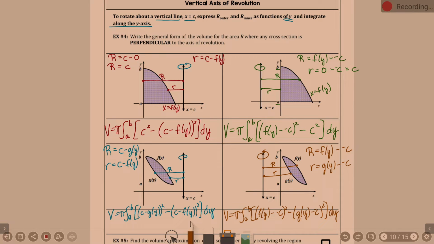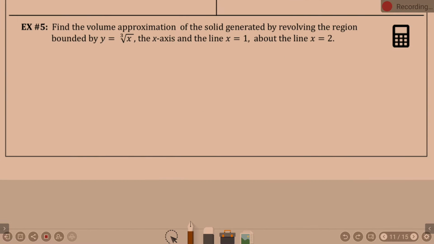Now, here's the real deal. Can you apply it, right? Number 5. Find the volume approximation of the solid generated by revolving the region bounded by y equals the cube root of x, the x-axis, and the line x equals 1 about the line x equals 2.